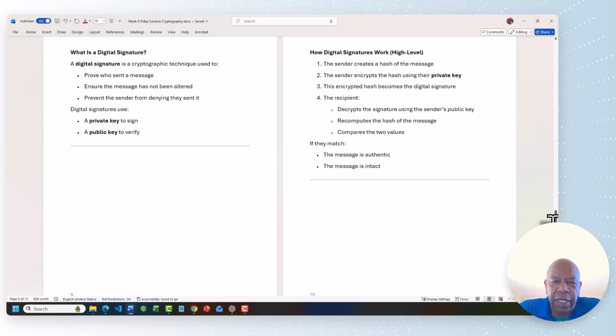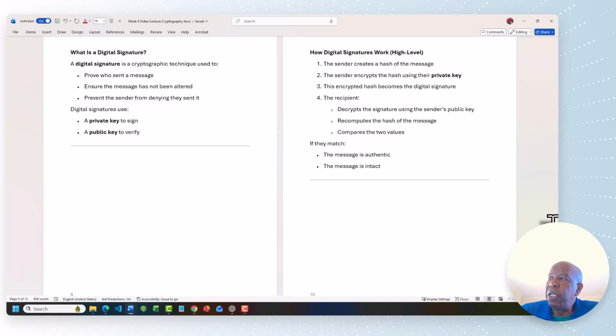Okay, I know you've seen this before. What is a digital signature? A digital signature is a cryptographic technique used to, one, prove who sent the message, two, ensure that the message has not been altered, and three, prevent the sender from denying they sent it. Okay, non-repudiation. Digital signatures use a private key to sign and a public key to verify.